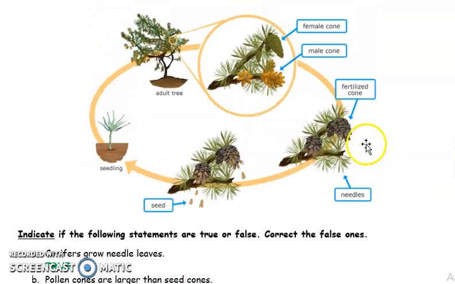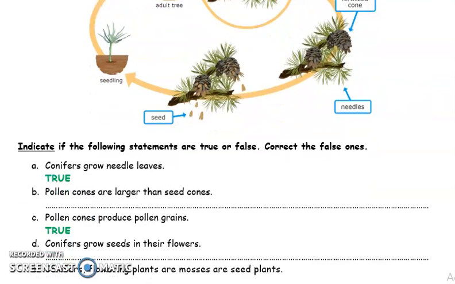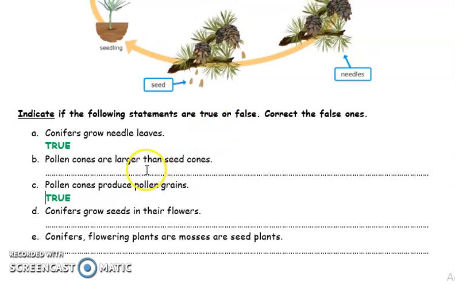Look at the seed cones. Seed cones must hold the seeds inside, the baby plants inside. So they need to be larger and bigger than the male cone. This is a female cone. These are many pollen cones. As you can see, the female cone is bigger than the male cone. The female cone holds the seeds inside, and the pollen cone's job is to produce pollen only. So this is false.